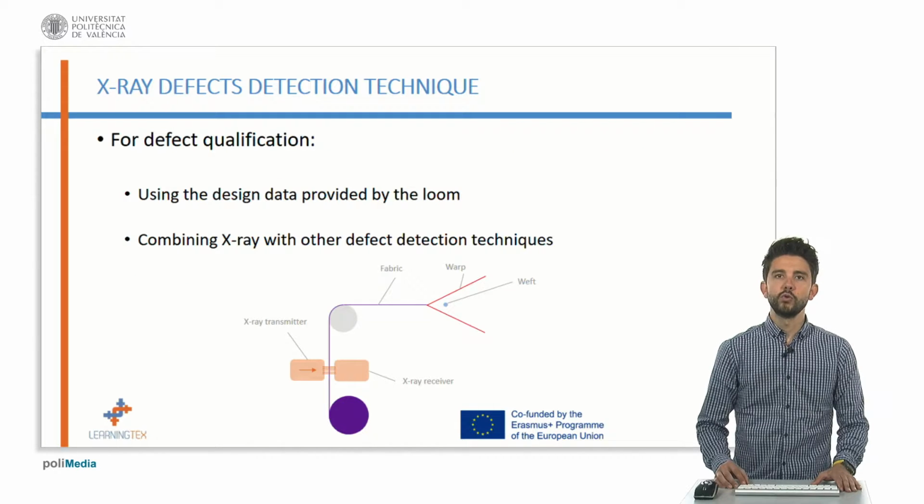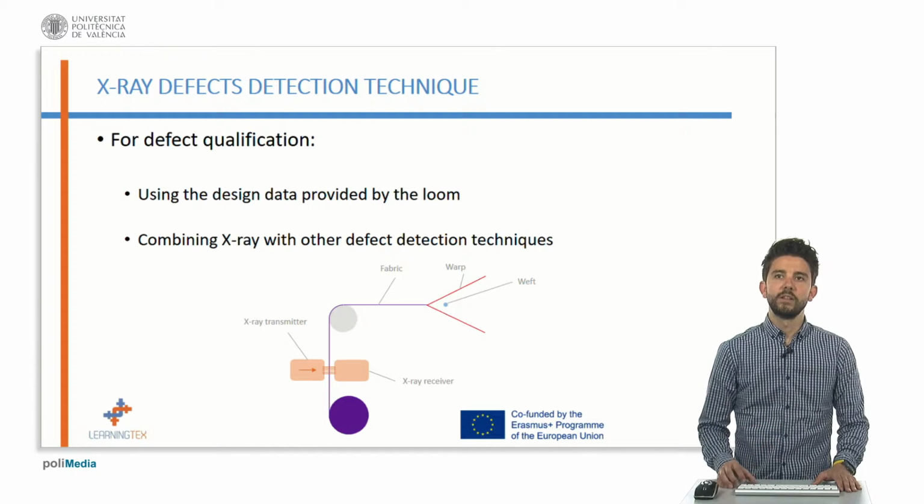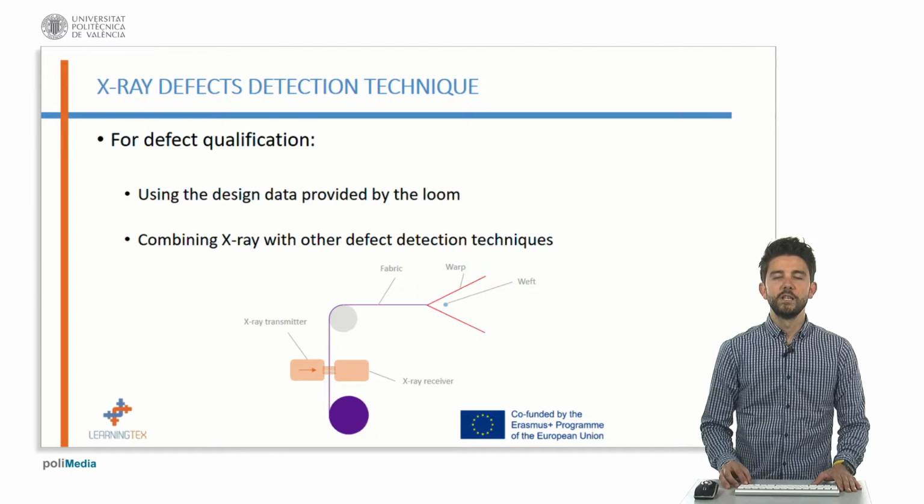It's convenient to use the design data provided by the loom to which the detection system is applied, because by combining the X-ray technique with other quality control techniques, it's possible to determine the nature of each defect.